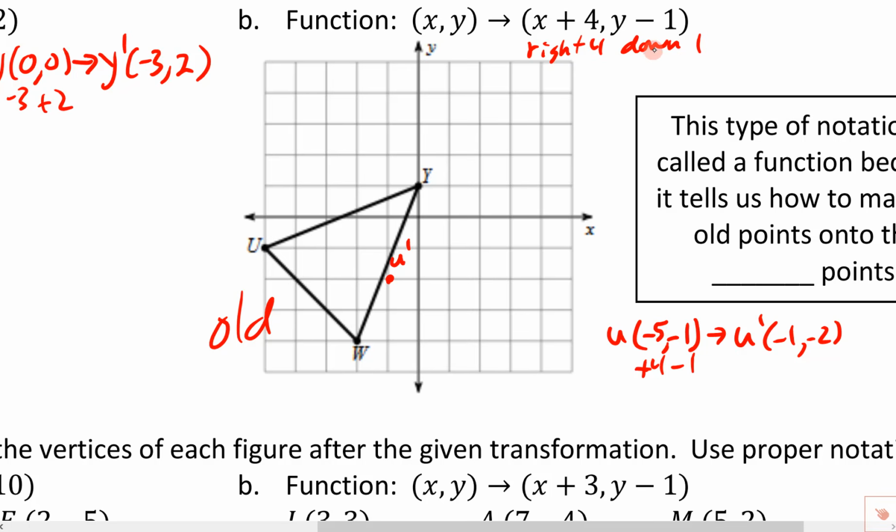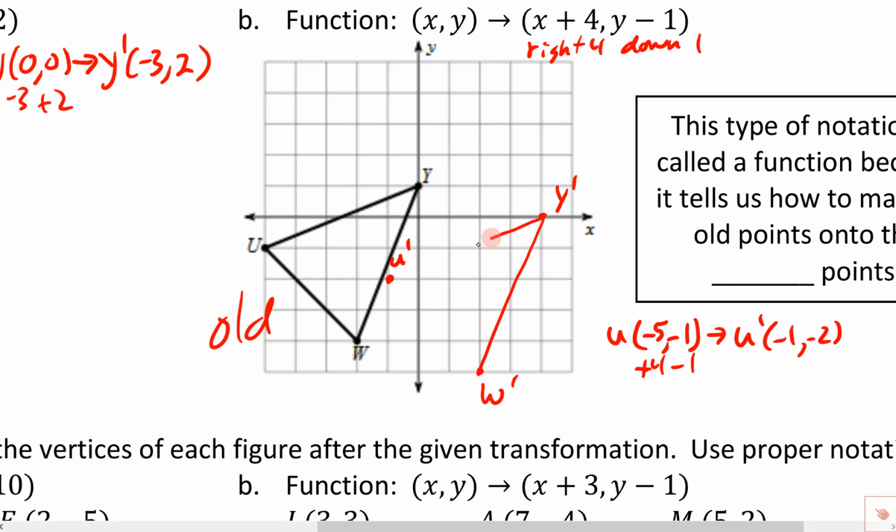Now, does that fit with what we said it was going to be? We're going to move to the right 4. There's 1, 2, 3, 4, and then down 1. Looks pretty good. So let's stick with that. Let's go to the right 4, and let's go down 1. So here would be u prime. Let's go to the right 4, and then down 1. Here would be w prime.